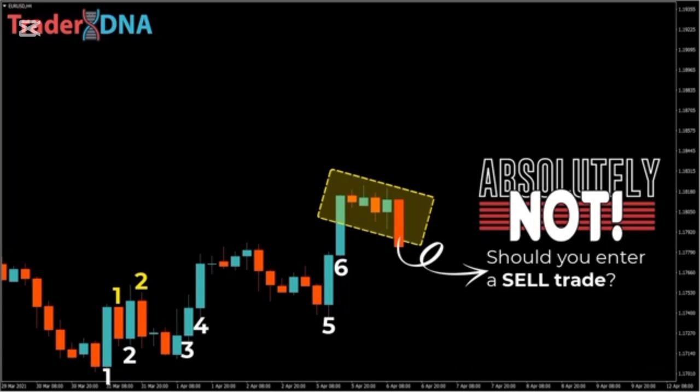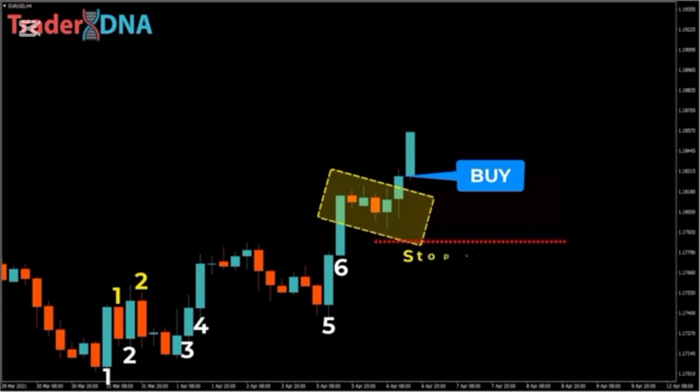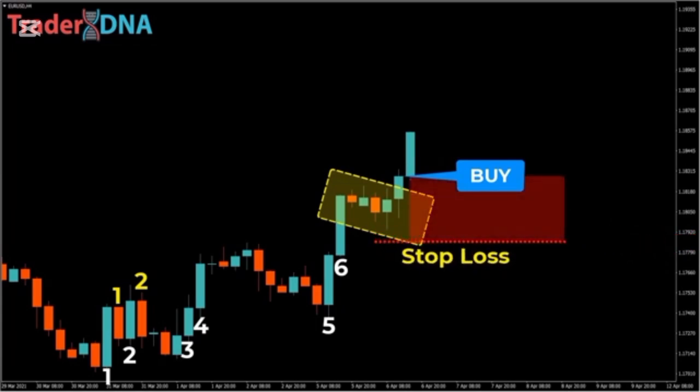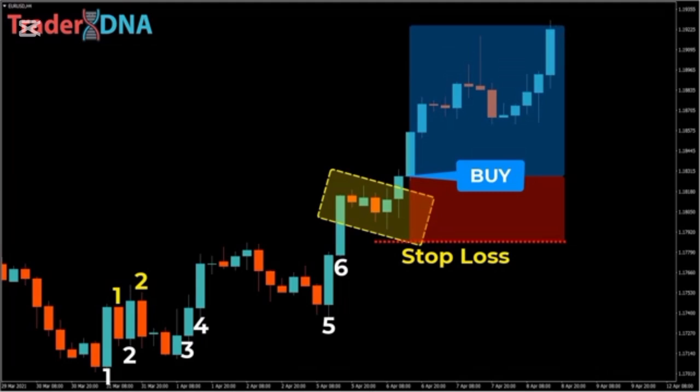But if the price breaks higher, like this, boom, that's your signal. You should immediately enter a buy position on the next candle's opening price. Set your stop loss below the nearest swing low. Let the trend do the heavy lifting. This is a high probability trade, low risk, massive reward. And look what happens next. Prices skyrocket.